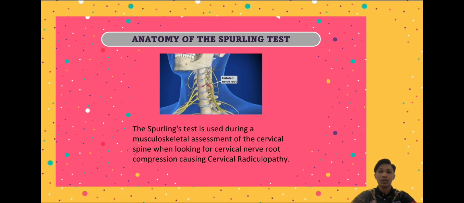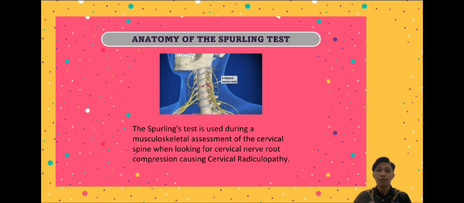Today I want to present about the Spurling test. The Spurling test is a medical maneuver used to assess nerve root. The Spurling test is also known as the maximal cervical compression test and foraminal compression test. It is used during musculoskeletal assessment of the cervical spine when looking for cervical nerve root compression.